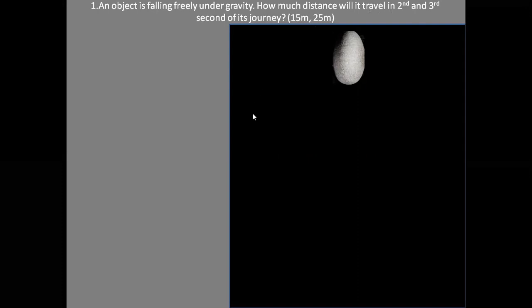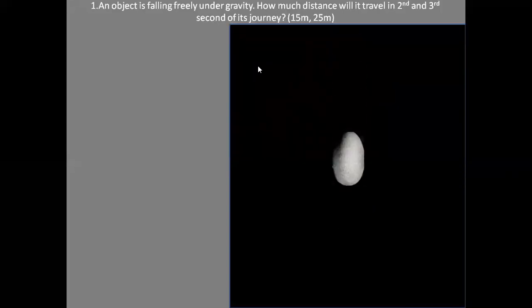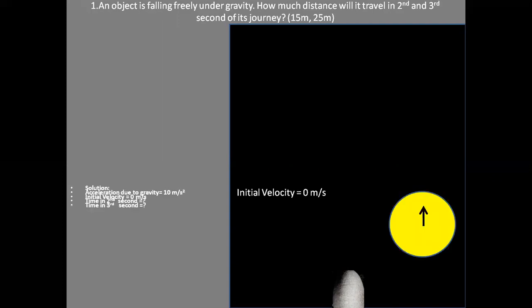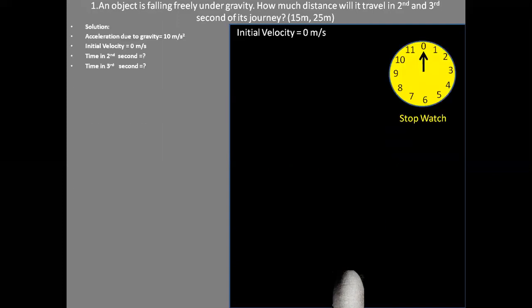Now students, let's assume that this is a body, this is a rock, which we want to find out, when it falls like this, how much its displacement will be in the second and the third second. For this, we must have a stopwatch, which is on the right. It is a special kind of stopwatch that measures the time in seconds. So this is 1 second, 2 seconds, and 3 seconds.